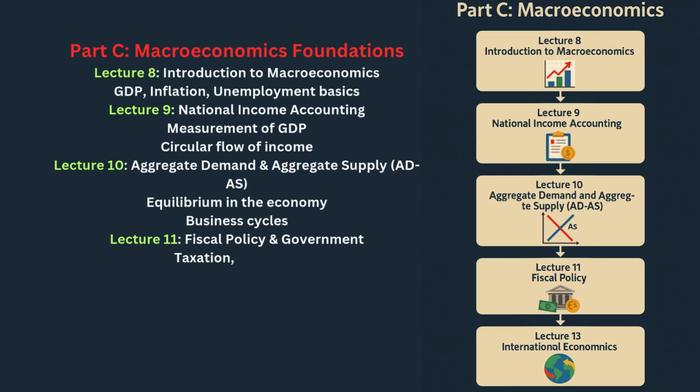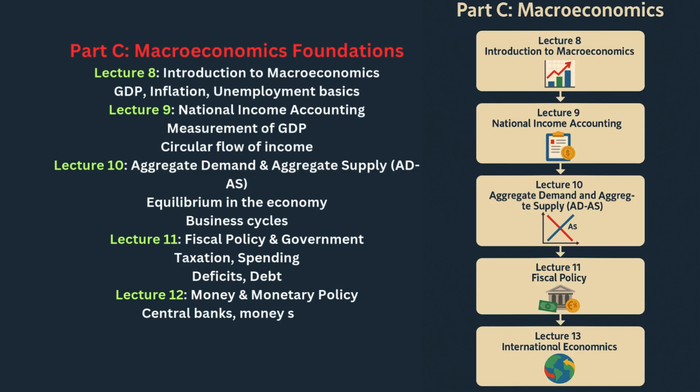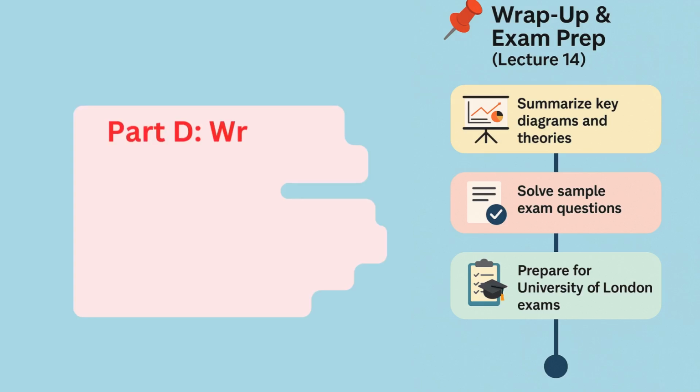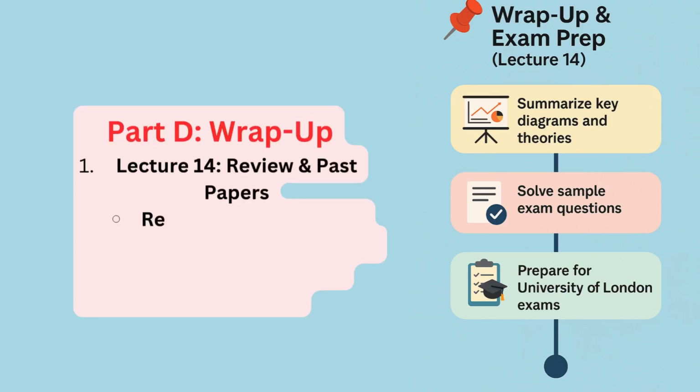Then lecture 11, fiscal policy, how governments use spending and taxation. Then lecture 12, monetary policy, how central banks use money supply and interest rates. Then lecture 13, international economics, trade, exchange rates and globalization. So this part helps us understand why some countries grow faster than others, why inflation happens and how global institutions like the IMF affect Pakistan.